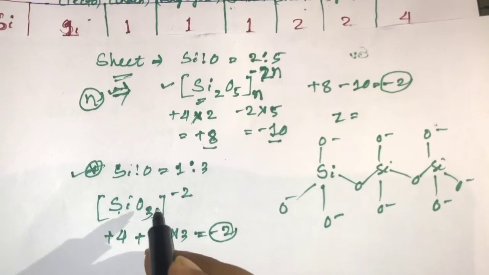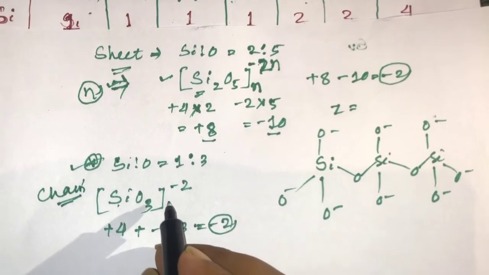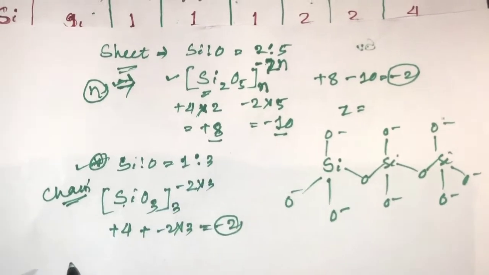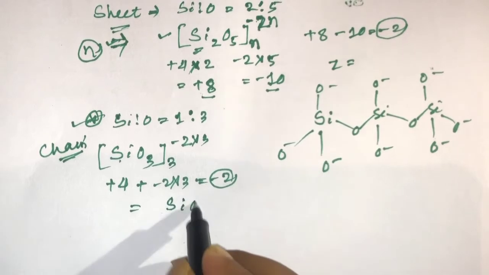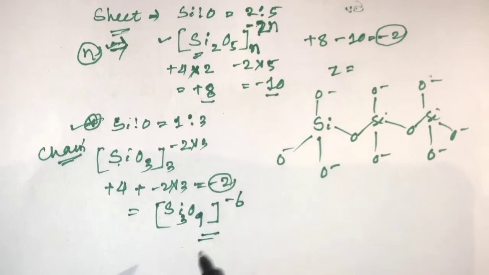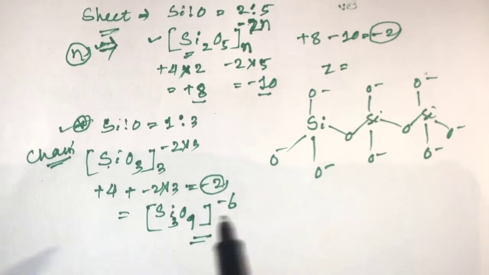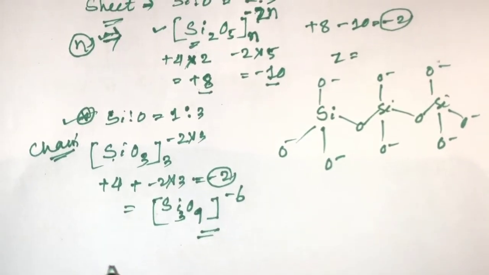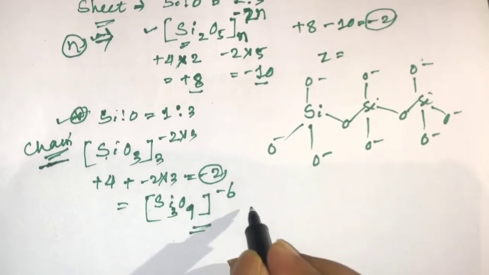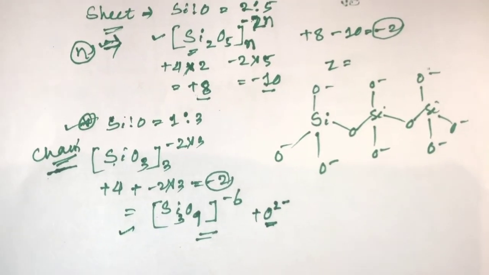So this is the general formula for chain silicate. Suppose they have asked you to calculate for 3 repeating units, this will be 3 and this will be 3, and the formula will be Si3O9, -6. So this is the formula for chain silicate, but there is an exception here. When you write chain silicate, remember this, especially, you just have to add 1 O2- in the desired formula.